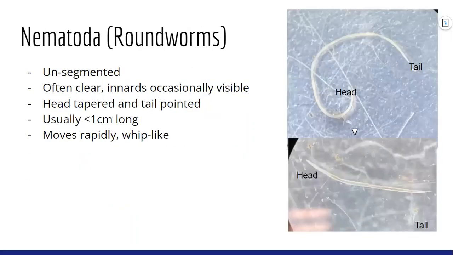Next, we have Nematoda, or roundworms. These are unsegmented worms. They're often clear in color. They're less than 1 centimeter long, and sometimes you can see the innards within them. So in the individual at the bottom of the screen, you can sort of see the coloration of the innards in exhibit there. Again, if you are live picking, you can see them moving rapidly in a whip-like fashion along the bottom of the tray, and their head is tapered and the tail is very pointed.